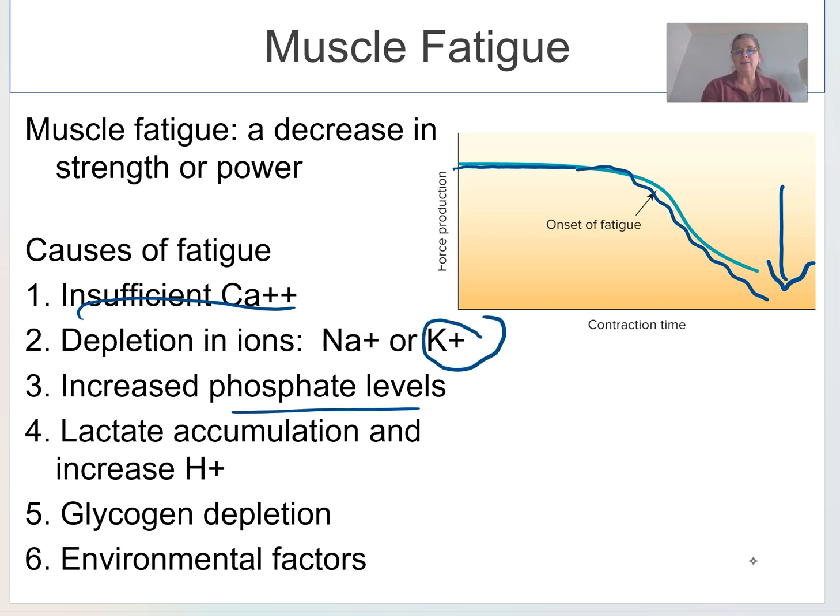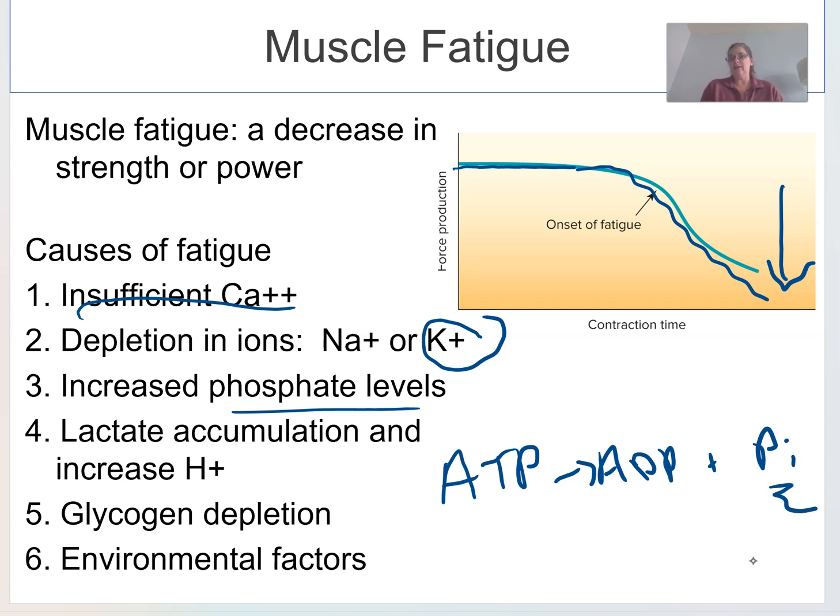There's also a lot of phosphate. So remember, when ATP is used up for energy, it produces ADP and this phosphate. Those phosphates accumulate in the muscle, and they cause muscle weakness. So that's one of the leading causes of fatigue. And there's nothing you can really do about that because you can only go so long, right? Muscles can only contract so long.